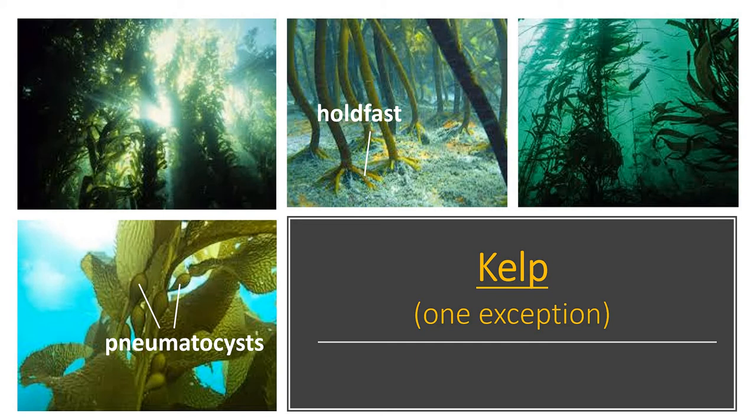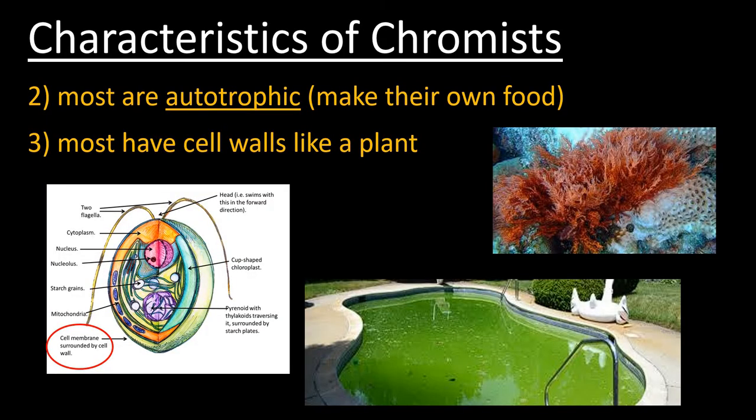The reason kelp is an exception is because, as it looks, it is multicellular. It's not just one cell or a colony. Okay, our next characteristic is that they are autotrophic. They make their own food. This would be by photosynthesis. So pretty much all of these things will have chloroplasts, and like a plant, they will have a cell wall.